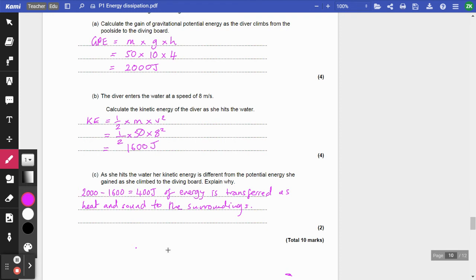Where is that gone? Mentioning that, I would say merits a point. And then, where is that energy gone? You could argue that some of the energy has been transferred to heat and sound to the surroundings.